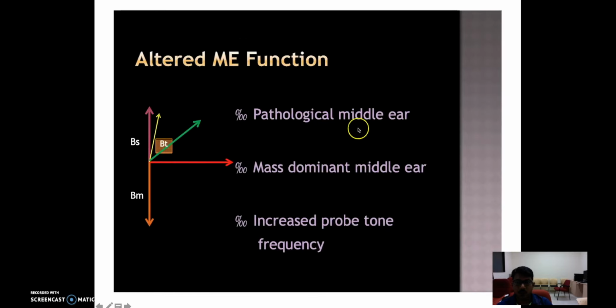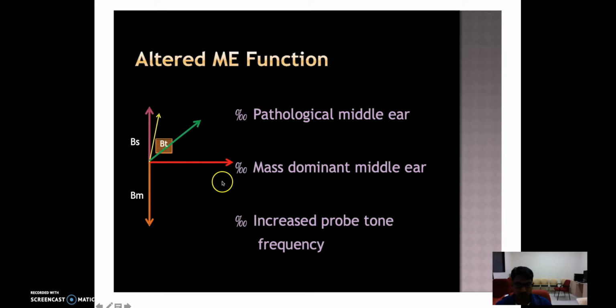So there comes a problem, that is, in some conditions where there is a pathological middle ear, or a mass dominant middle ear, or increased probe tone frequency, that is, if you use a high frequency probe tone, this assumption is violated. That means the maximum contribution by the stiffness component doesn't exist anymore. Rather, the vector could flow somewhere like this green arrow, where there could be more contribution by the resistance and the mass component of it.